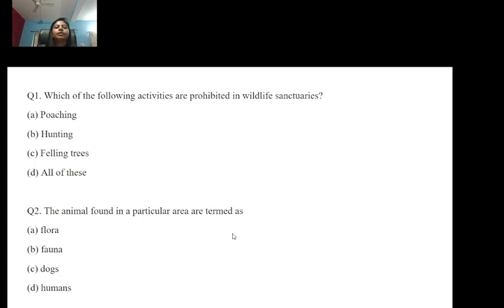Now please answer this. Which of the following activities are prohibited in a wildlife sanctuary? Poaching, hunting, felling trees, all of these. Quickly. Good. All of these. Very good. Now, the animals found in a particular area are termed as flora, fauna, dogs, human? Animal, okay? Fauna. Very nice.